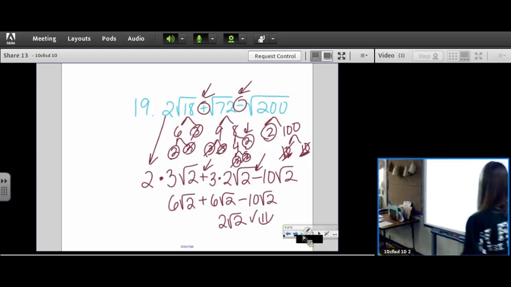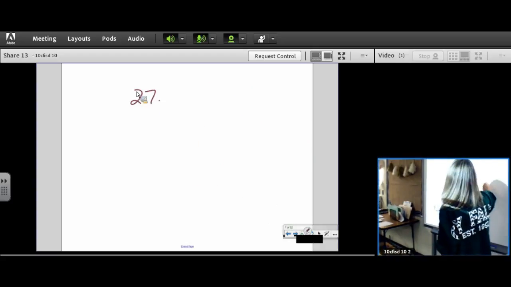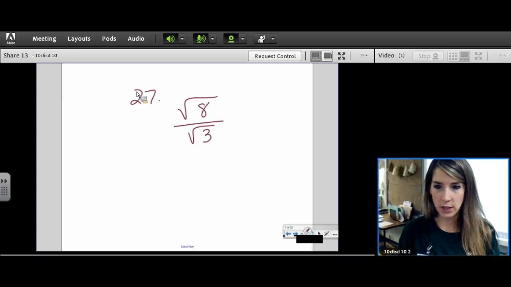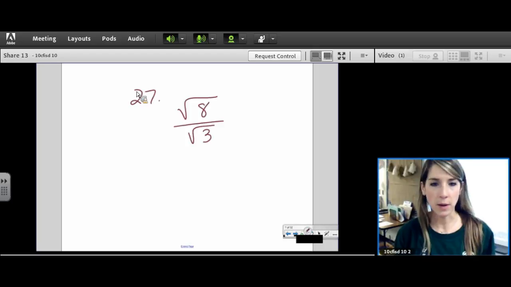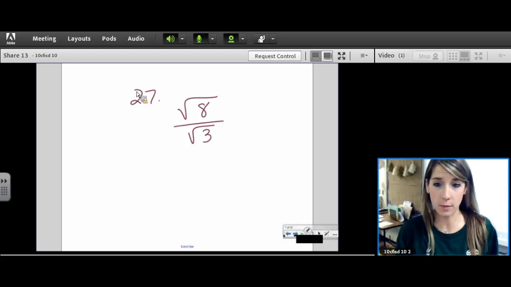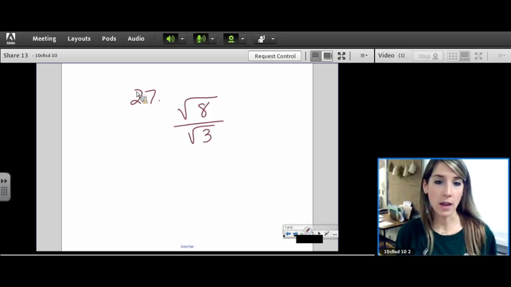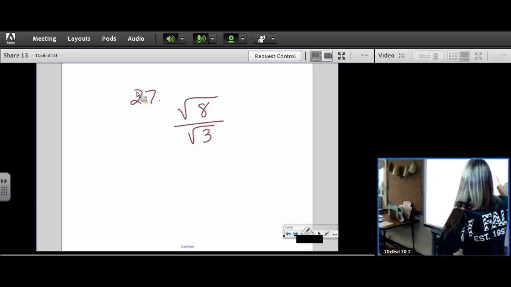Okay, 27. Square root of 8 divided by square root of 3. Here's what you check first. Am I allowed to divide those? Is 8 divisible by 3? Because I can divide them if they're both in the radicand. Darn, no. 8's not divisible by 3. On your checklist, you wrote, it is not proper to have a radical in the denominator. So we have no choice but to rationalize.